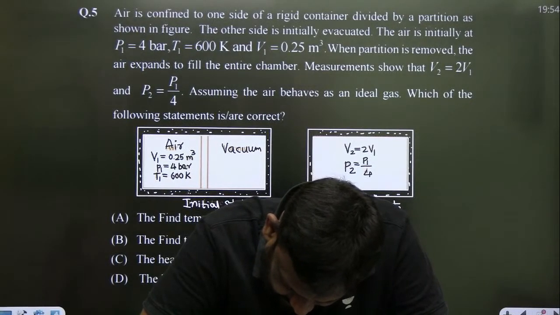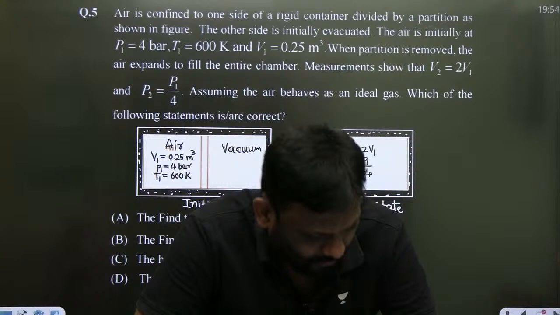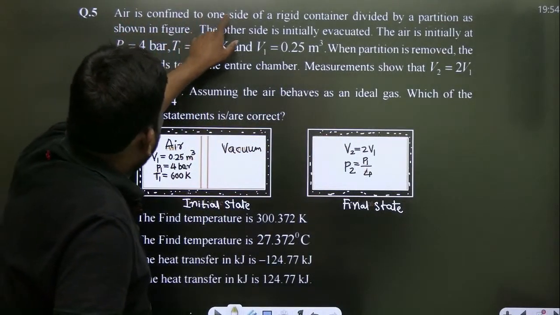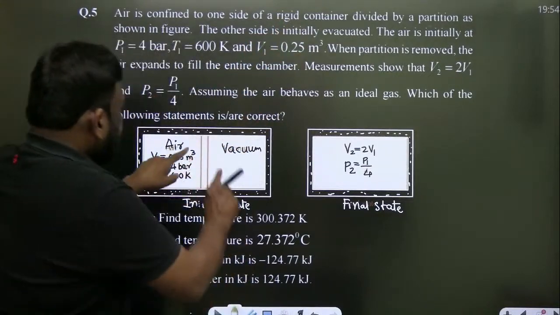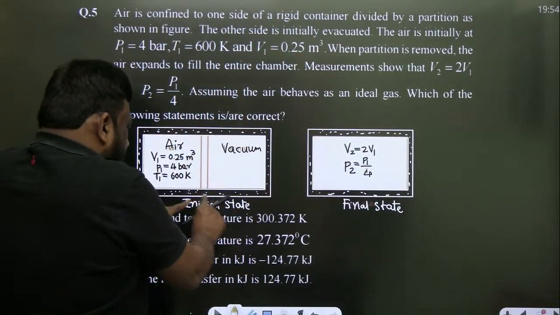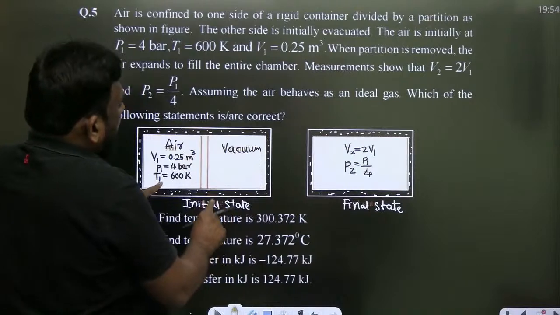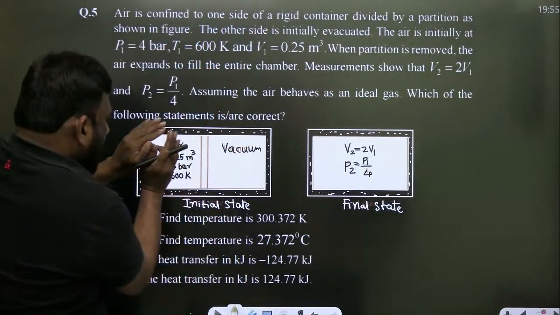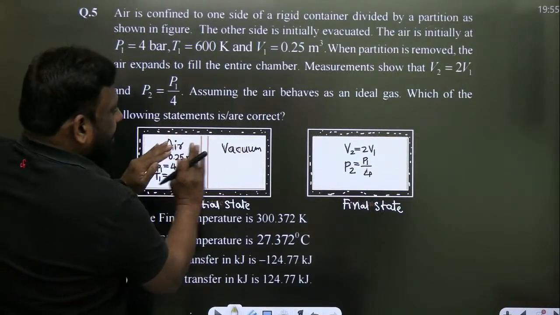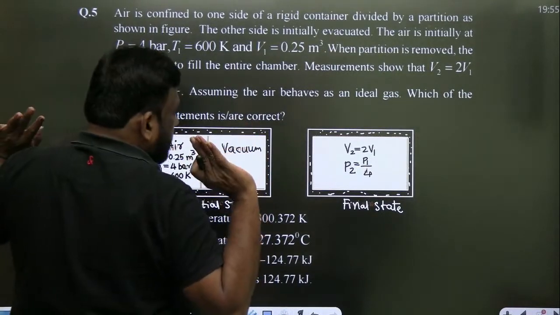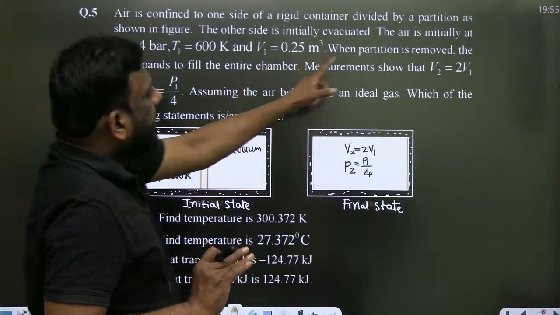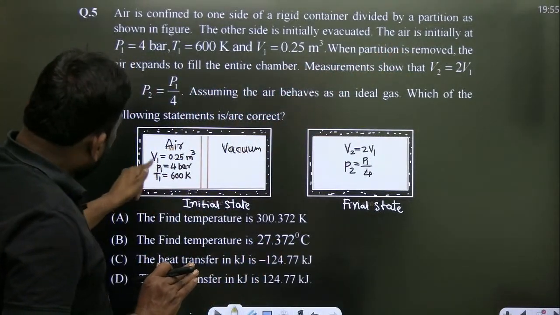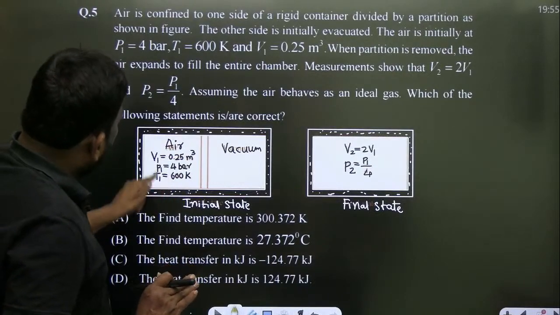बेहतरीन। चलो लेट्स टेक दिस क्वेश्चन। Air is confined to one side of a rigid container. This container is a rigid container. On one side there is air, and the other side there is vacuum, initially evacuated. The air is initially at 4 bar. Here the pressure is 4 bar, and the temperature is 600, and the volume is 0.25.